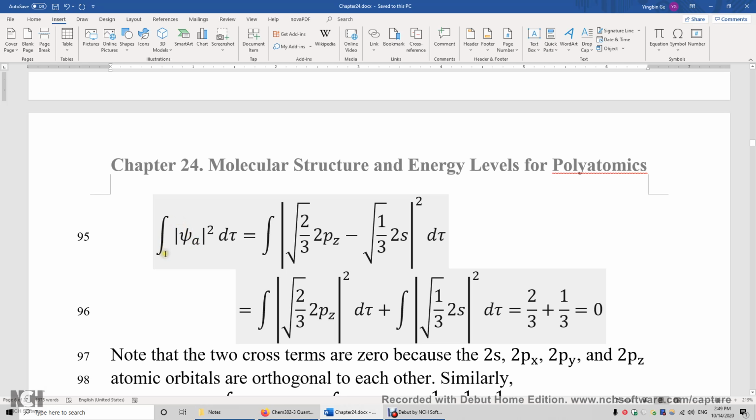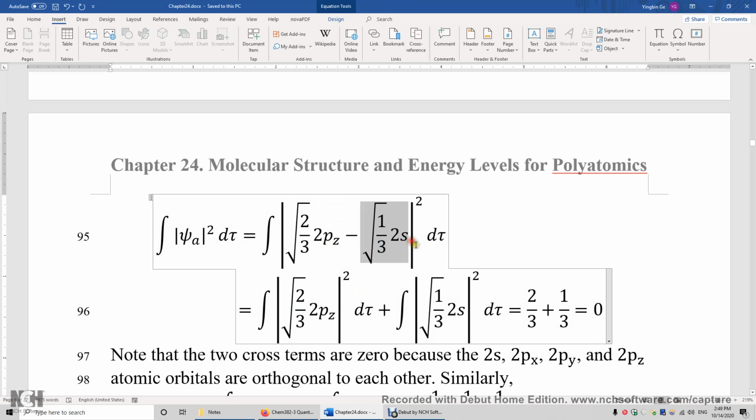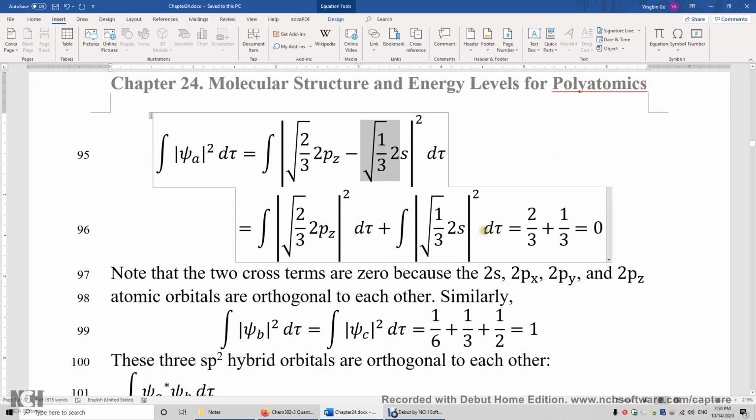We take the integral of the squared modulus of this psi sub A, so it's here. And then we get this guy squared, we put it here. This guy squared, we put it here. There are two cross terms. All right, so the complex conjugate of this one times negative this one, and this one times negative the complex conjugate of this one. But because 2s and 2pz are orthogonal to each other, the integral of these two cross terms are exactly 0. So we just need to look at this guy squared and this guy squared.